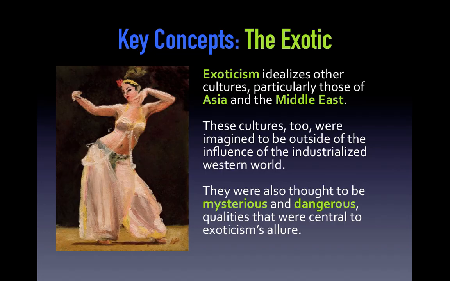Exoticism idealizes other cultures, particularly those of Asia and the Middle East. These cultures too were imagined to be outside the influence of the industrialized Western world. They were also thought to be mysterious and dangerous, qualities that were central to exoticism's allure.